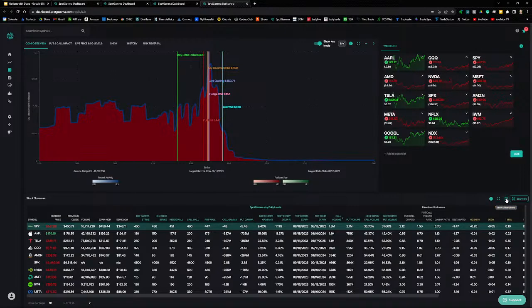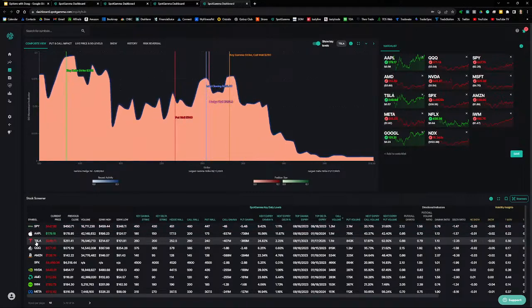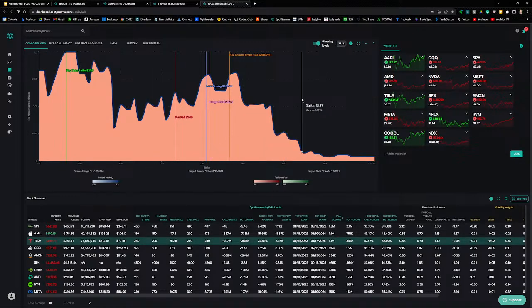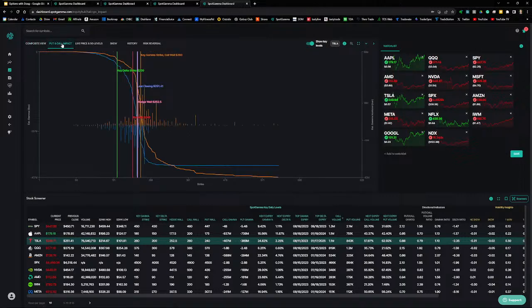Take a look at my watch list. We'll take a look at Tesla. So this is the composite view chart showing that throughout the usual price range shown on this chart, it is all put dominated. It's a moderate level there. Let's take a look at this put call impact chart.